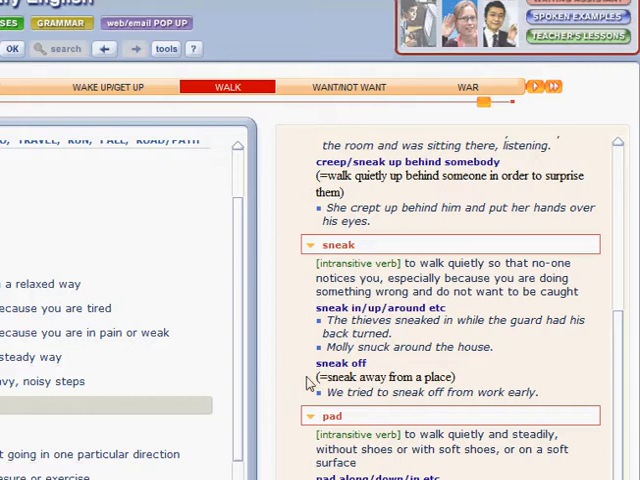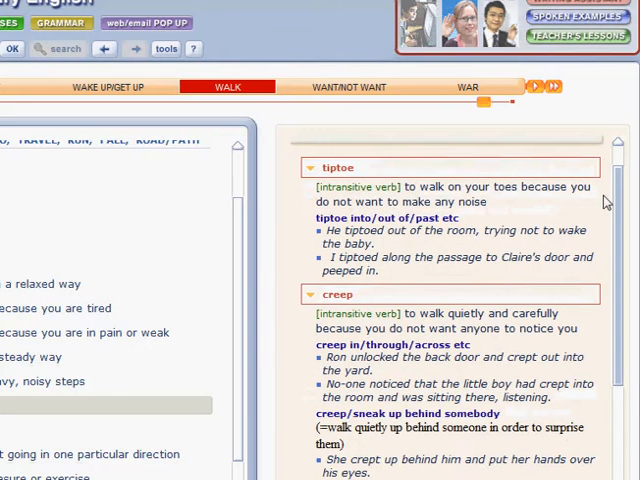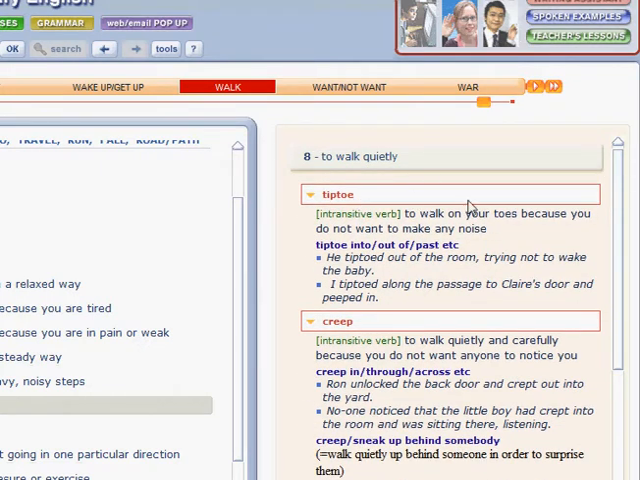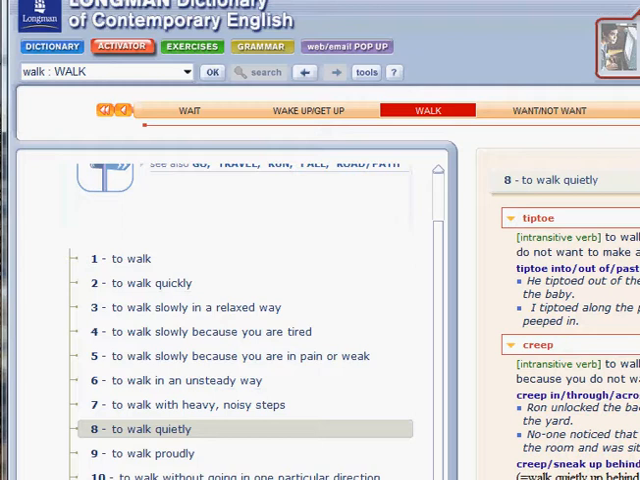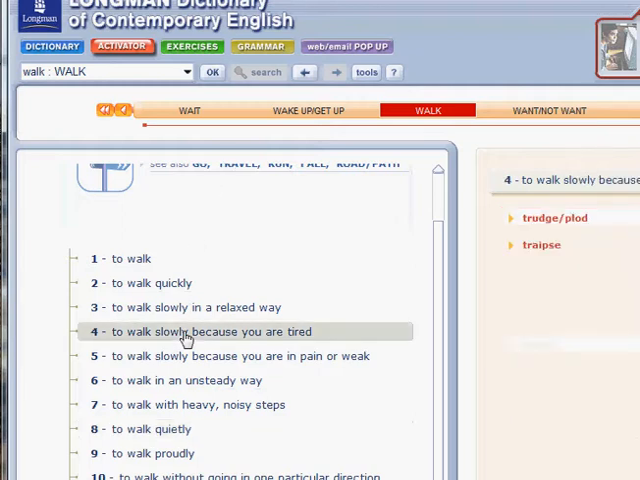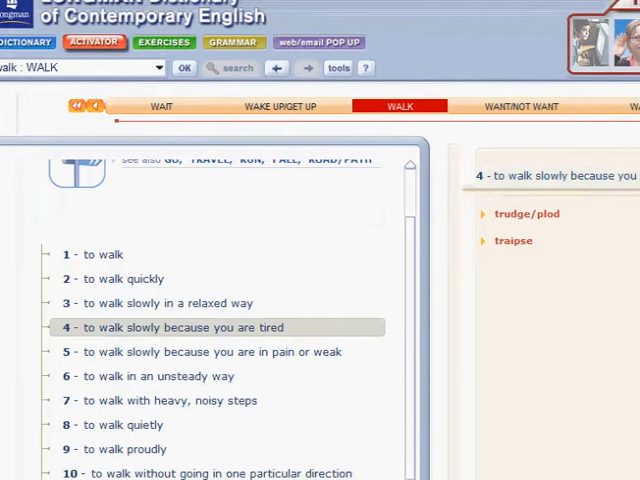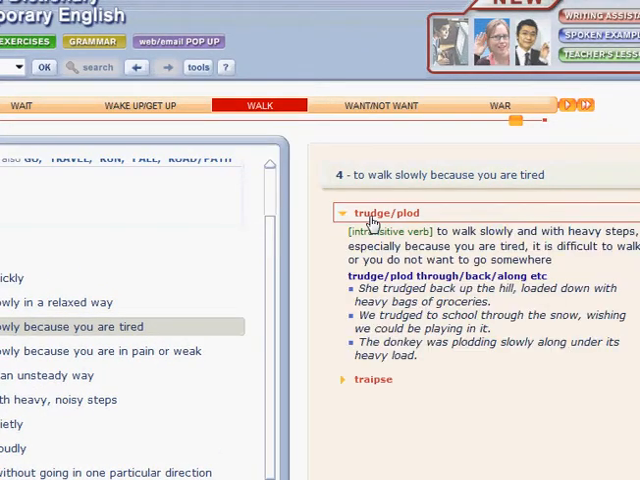So we can see here 4 very useful verbs to talk about walking quietly that may be classed as synonyms in some dictionaries, but here we see very clearly what the differences are between them. We also had, let's just have a look at another category here. Walk slowly because you're tired. And here we have 2 possible verbs. To walk slowly with heavy steps, to trudge or to plod, especially because you're tired, it's difficult to walk, or you don't want to go somewhere.